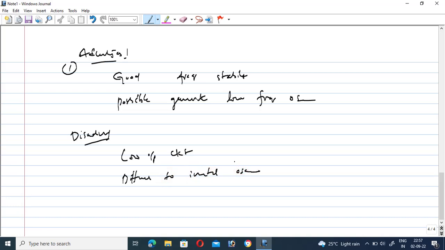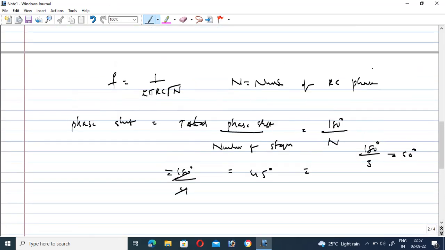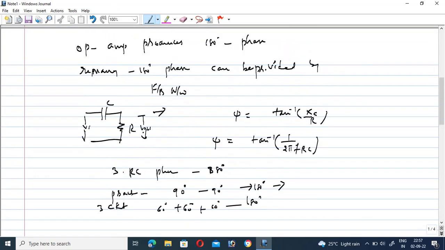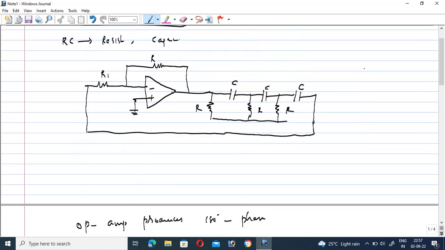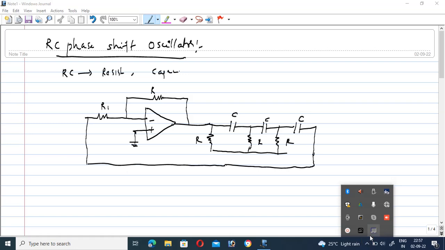Some more information is also there regarding the selection of R and C values, which is somewhat complex, so I have given just a brief introduction. If you keep these points in mind, you will have enough knowledge to explain this question.